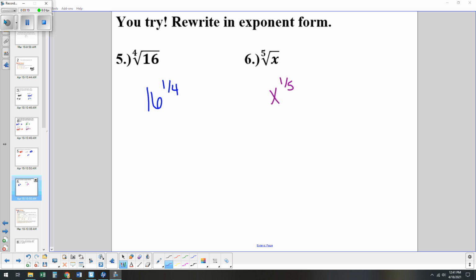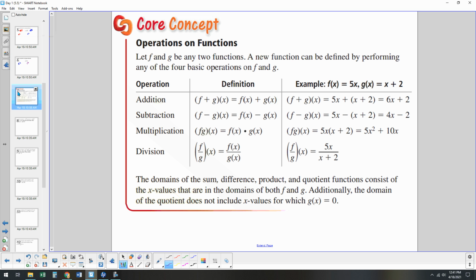All right, so number 5 was 16 to the 1/4, and 6 was x to the 1/5. So now let's actually get into the lesson of function operations here, or operations on functions, really. So if I have two different functions, f and g, then a new function can be found by combining f and g in 4 different ways. I can add together the two functions, in which case it's just like adding together the two polynomials I would normally deal with. I could also subtract, the same as subtracting polynomials. I could multiply, which is the same as multiplying polynomials, and I can divide.